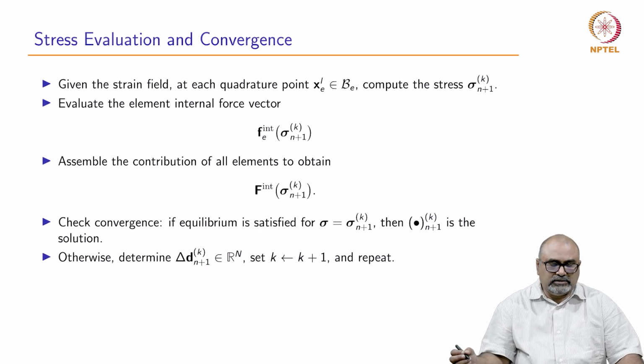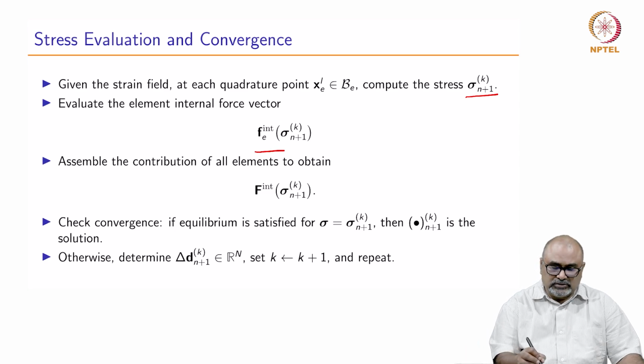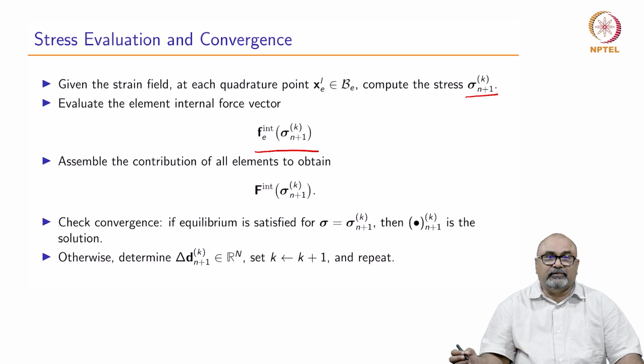So, given the strain field, at each quadrature point one can compute the value of the stress sigma n plus 1 of k. From this we can calculate the element internal force vector F_e internal, which is defined in terms of sigma n plus 1 of k, and then we can assemble the internal force for all the elements to get the global internal force vector F internal, which is defined in terms of sigma n plus 1 k.